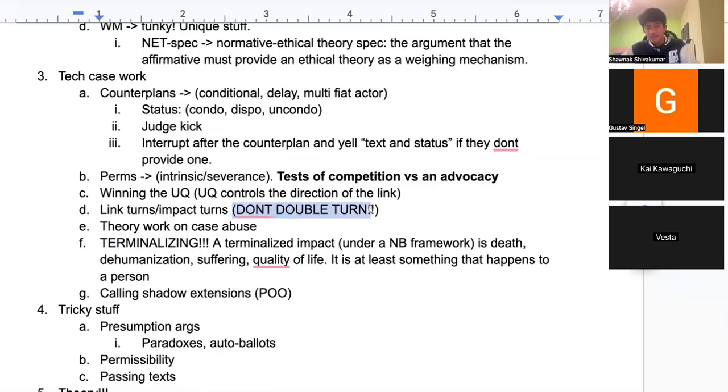Very important: don't double turn. Don't say the link is bad and then the impact is bad, because if you think about it, if you flip both, you're just once again indicting yourself. If you think about it logically, that's just how it works. I can explain the logic, but I'm not going to do that.